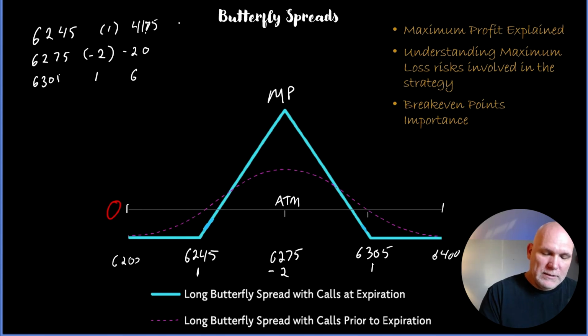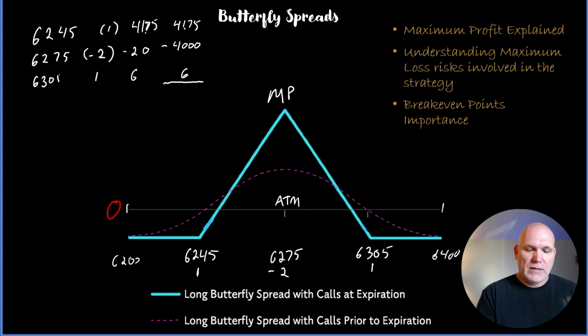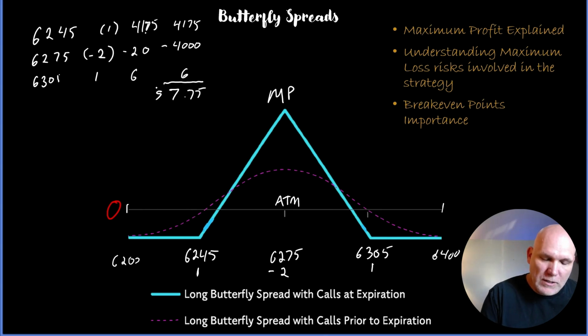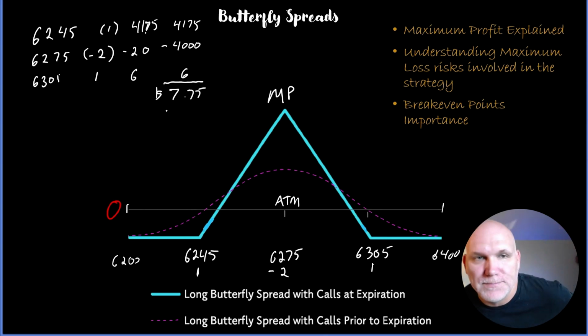Since I've got one of these, this is 4,100. This is 4,000 because I've got two of these. So that's 4,000 as a credit. And then I got 600. So what I'm left with is when I look at the sum of all of this, you've got 4,175 minus 4,000 is 175 plus 600. So we're looking at $775 for this spread. That's all this thing's going to cost us to enter this particular trade.